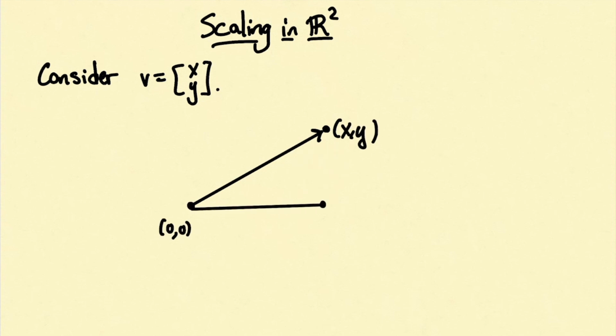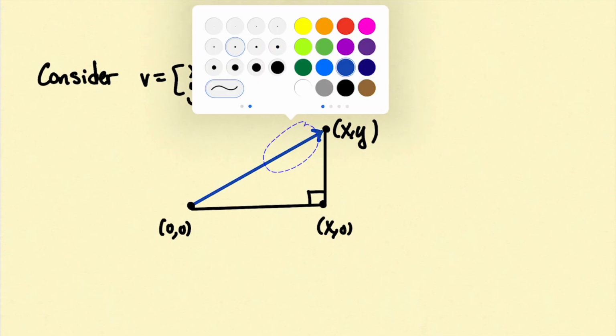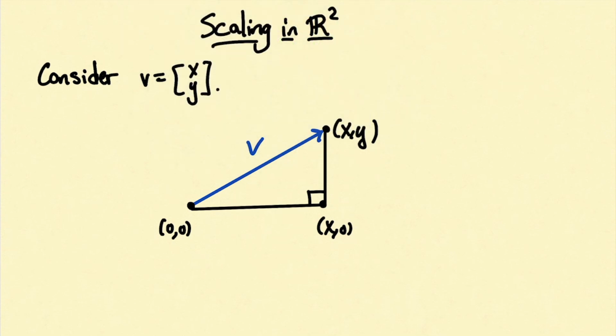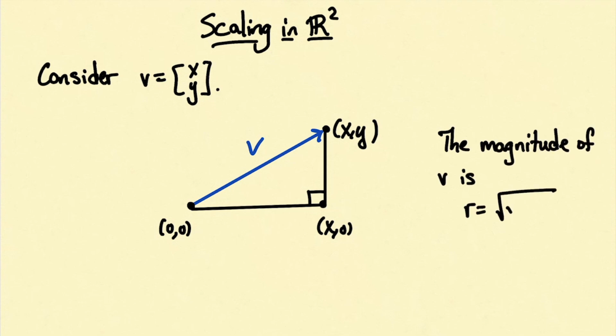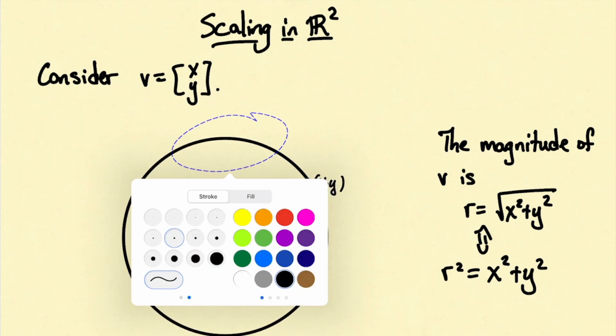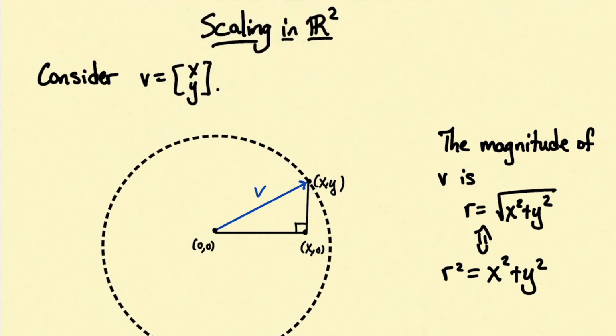And we can construct a right triangle. Since we know that the base of our triangle is x units, the height of our triangle is y units, the magnitude of our vector v must, by the Pythagorean theorem, be the square root of x squared plus y squared, which we write as r. The reason we use r is because if we square both sides of this equation, then we can think about this thing as a triangle inscribed in a circle of radius r centered around the origin.